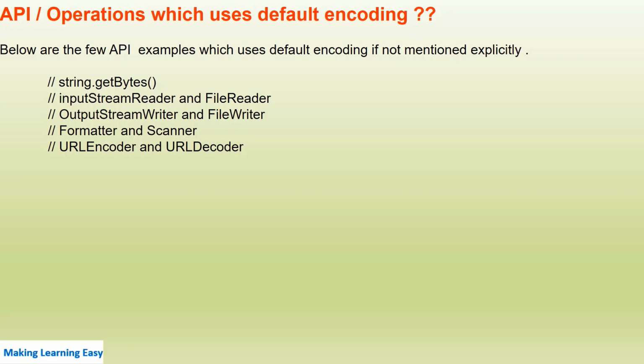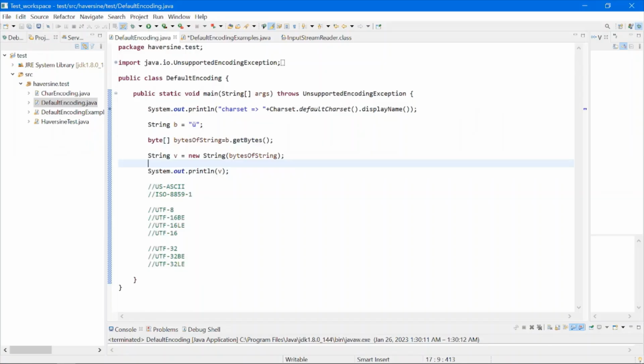So let's see how it works. Let's move on to Eclipse to get more clarity on this. Here you can see this is the string. Here the encoding is happening. It is converting this character into bytes. You can see we have not passed anything here, and internally this method uses the default encoding scheme. So if you don't want to use the default encoding scheme, you can pass your own encoding scheme explicitly, and this method will then use it.